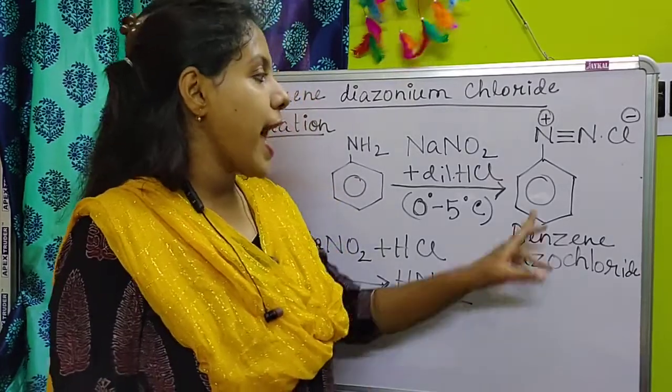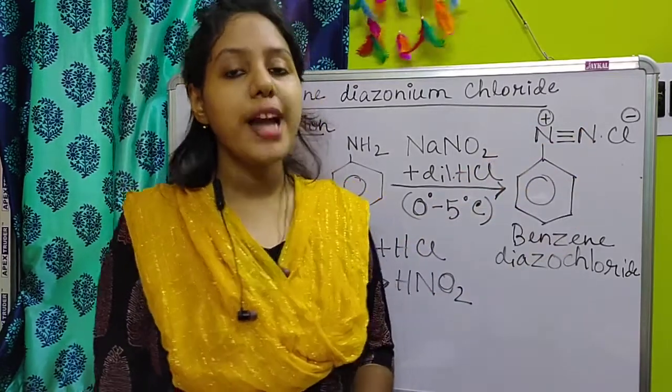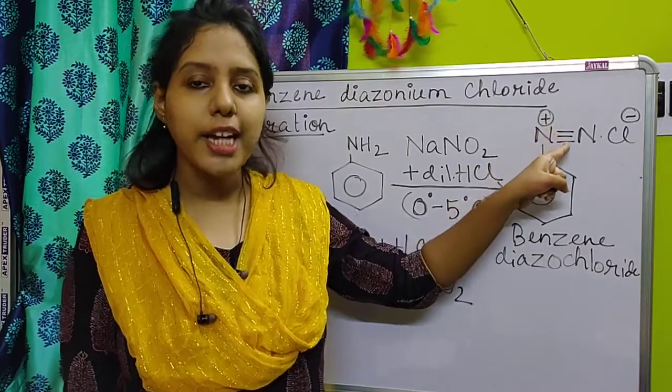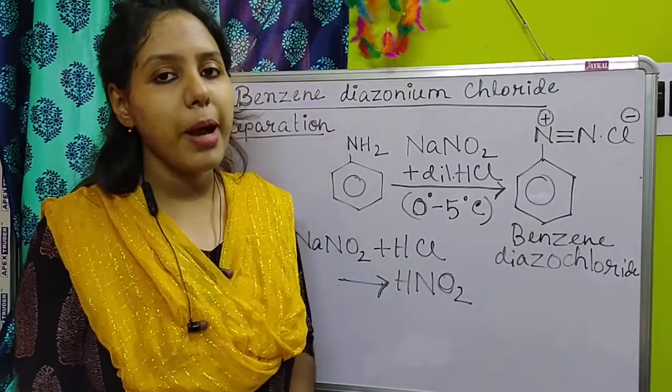Now, it is present here in the cationic form. Here you can see a positive charge on the nitrogen. That's why it is called diazonium, and then Cl minus.